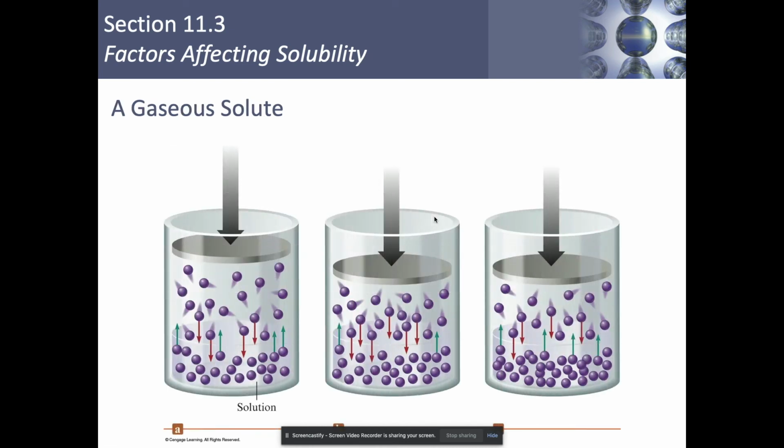And so again, you can think of it like this. This is our liquid here. You can barely see it. It's probably not going to show up too well on screen, but you can see that as you apply more pressure, you're forcing the gas molecules that are bouncing around to get stuck in the solution.